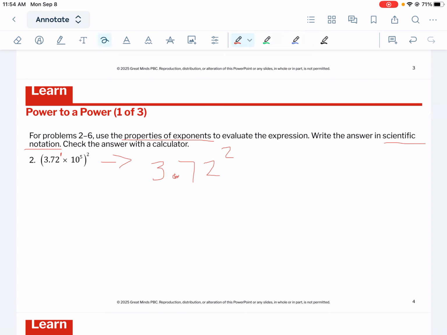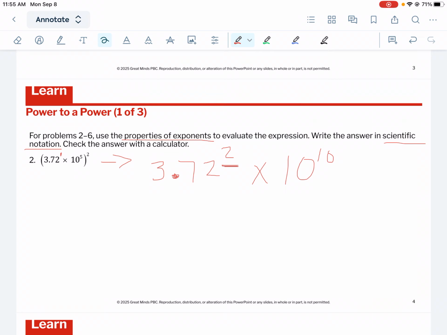Make my decimal a little darker. That's a terrible decimal, but y'all know what it is. Times 10. We multiply that outside exponent to the inside exponents. 5 times 2 is 10. That gives us 3.72 squared times 10 to the 10th power. But I don't want you to leave this exponent here. This is why we're going to plug it into a calculator.